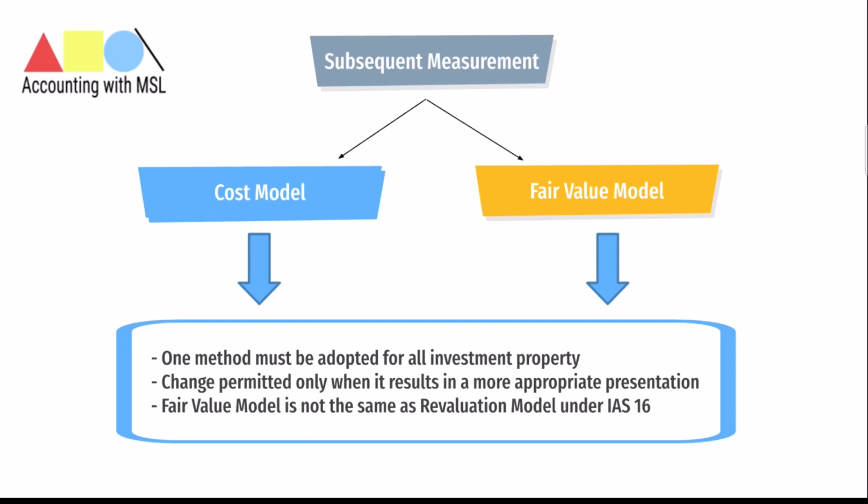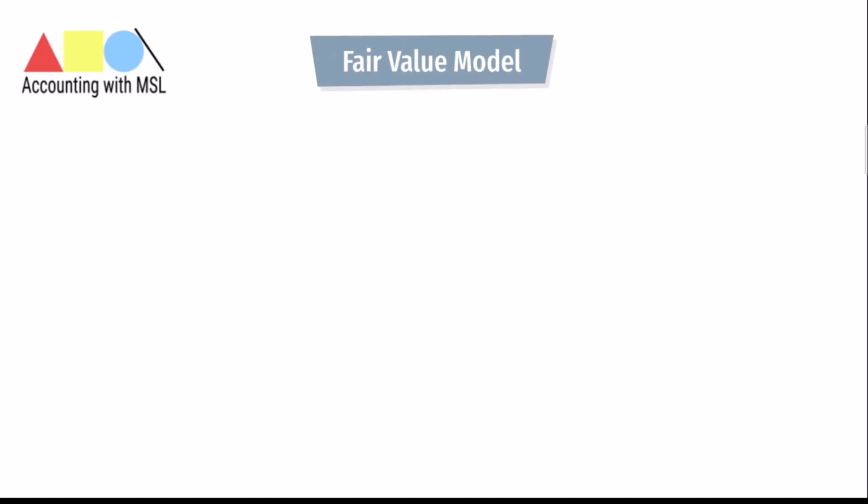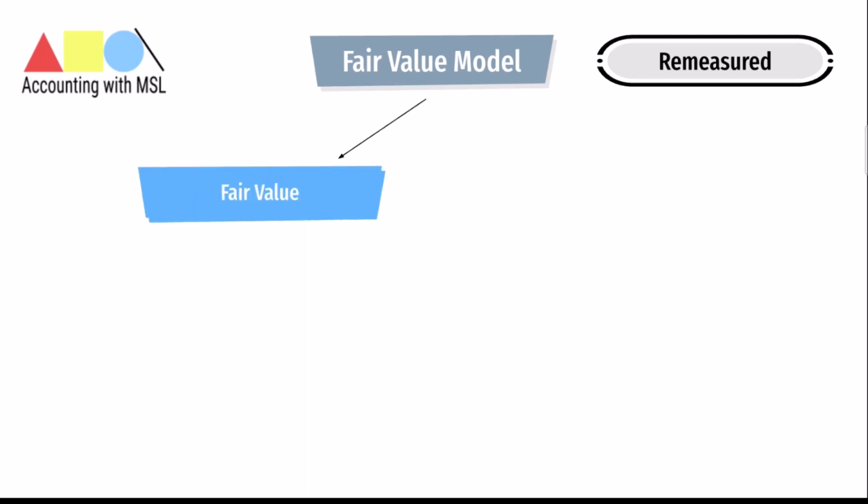So now that we know the subsequent measurement options that are available, let's look in detail at the fair value model provided for by IAS 40. Under the fair value model, investment property is remeasured at fair value, and this fair value is the same fair value provided for under IFRS 13 fair value measurement, which is defined as the price that will be received to sell an asset or paid to transfer a liability in an orderly transaction between market participants at the measurement date.